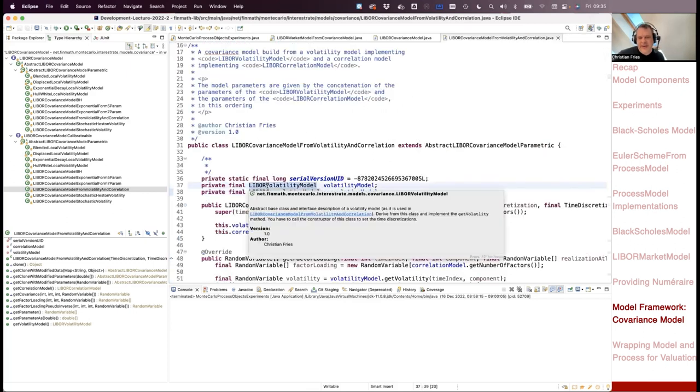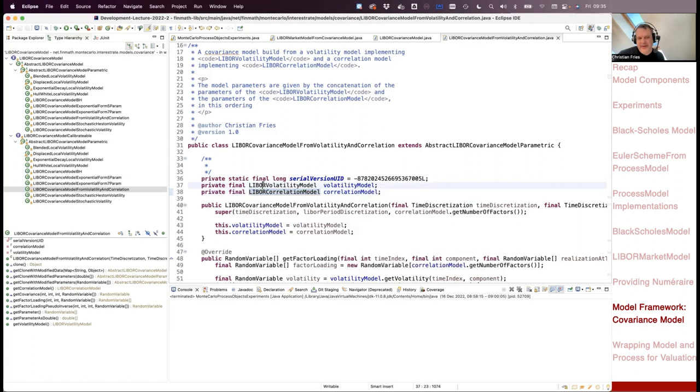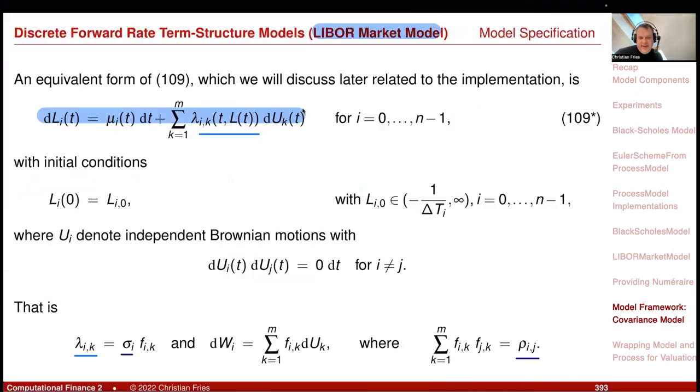Once we have the sigma and the fik, the volatility and the correlation in terms of the Cholesky decomposition, then I can calculate the lambda. That was here. The lambda is sigma times fik. So this is the covariance model. This is my volatility model. And this is my correlation model.